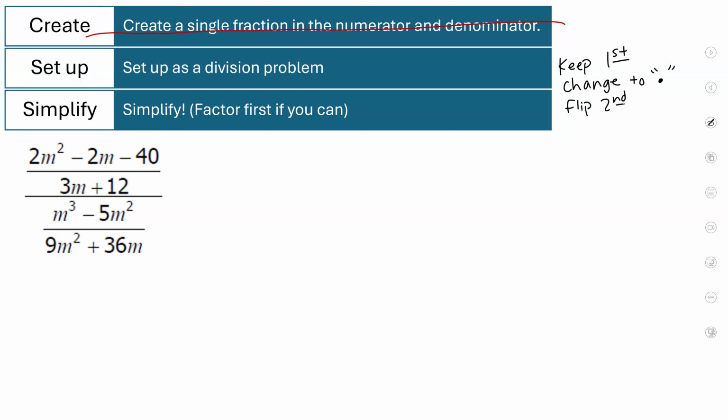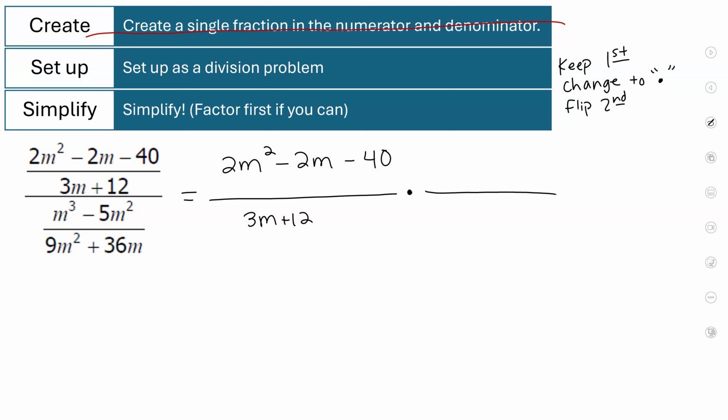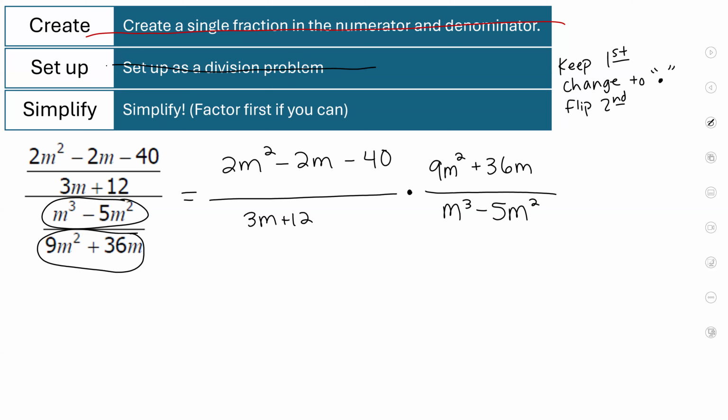Keep, change, flip. So I'm going to write this as 2m squared minus 2m minus 40 divided by 3m plus 12 times, I'm going to flip the second fraction. So this will be 9m squared plus 36m. See, that was originally on the bottom. Now it's in the numerator. And this numerator will now be on the denominator. So m cubed minus 5m squared. Okay, so that's step number 2. Set it up as a division problem.